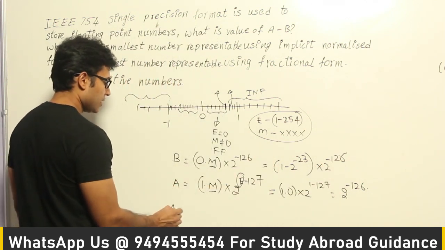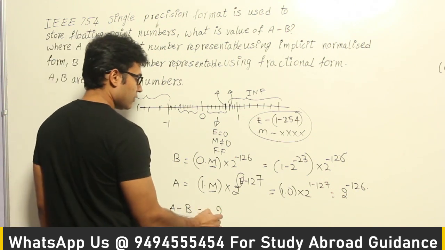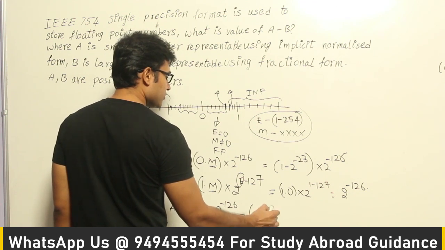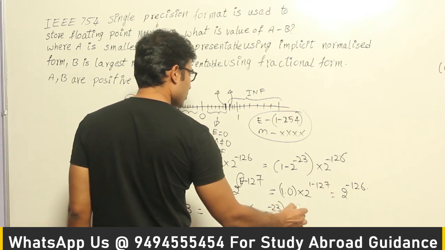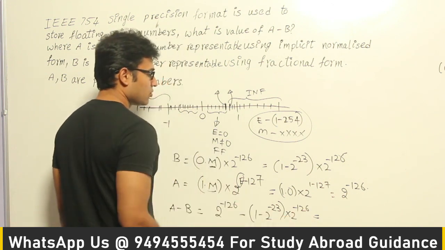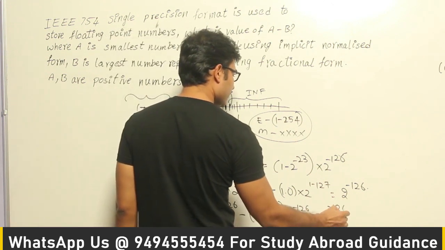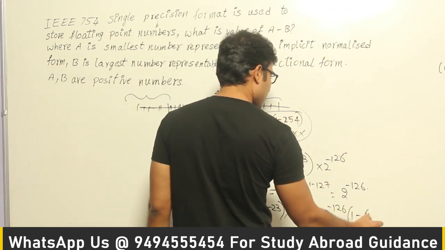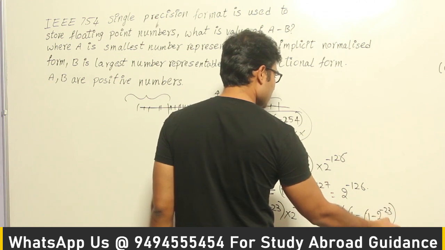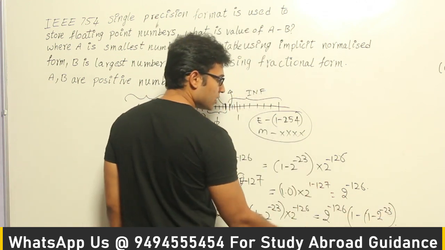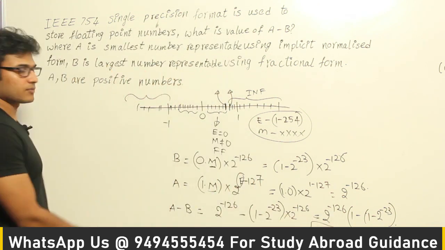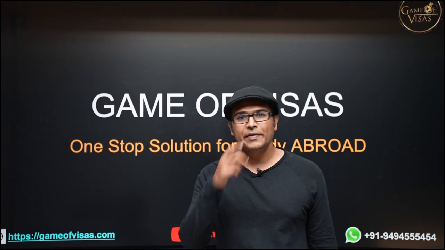Now this is the difference what we are asking. So the difference is a minus b. That is what we have to get. Now this is going to be 2 power minus 126 minus 1 minus 2 power minus 23 into 2 power minus 126. Now if you pull out 2 power minus 126 as common, it is going to be 1 minus 1 minus of 2 power minus 23, right? So this one is going to be 2 power minus 149. Got it? Okay.